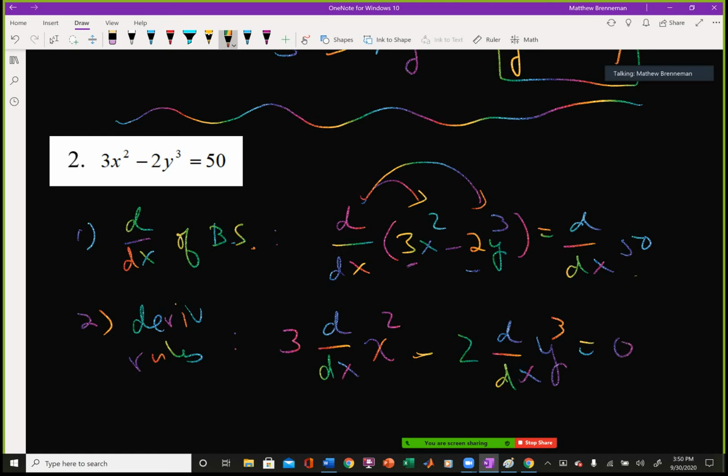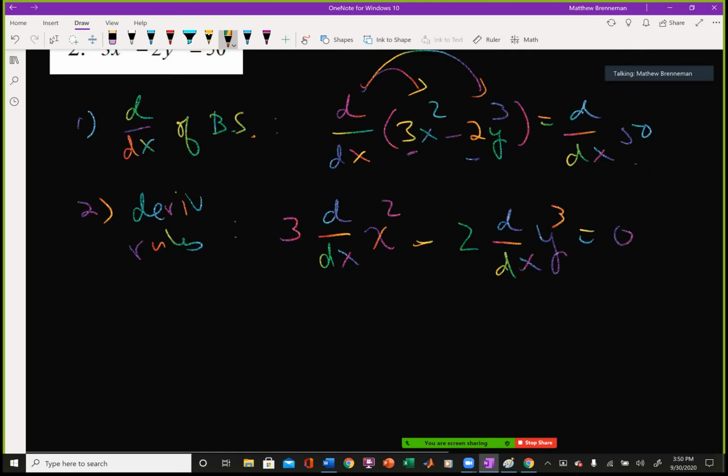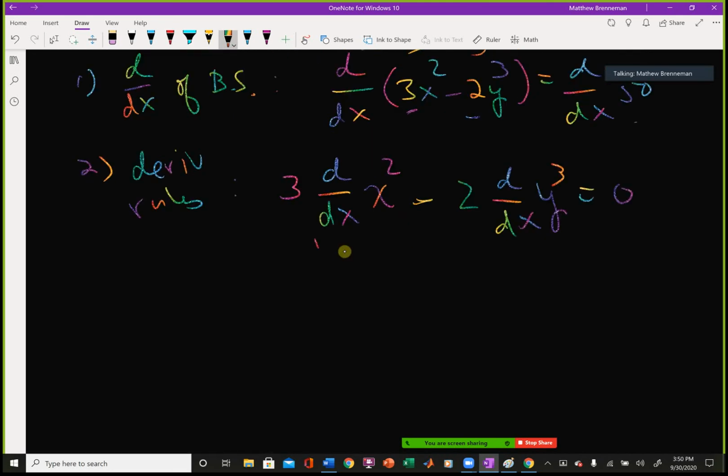And of course, the first term is trivial, right? I mean, derivative of x squared with respect to x is just 2x, right? Times 3 minus 2 times. Now, how do we take the derivative of y cubed with respect to x? So let's look at this off to the side, okay?